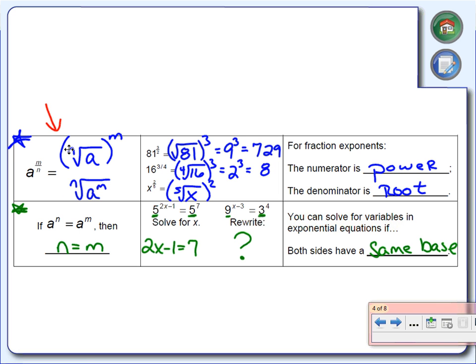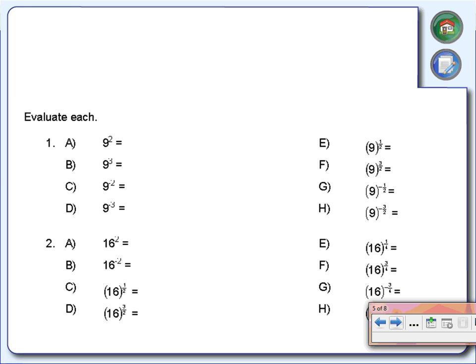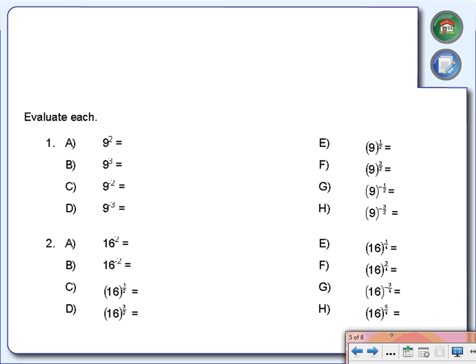Now let's take a look at one of the assignments, and that's this one right here. Make sure you have a calculator handy. I'm going to help you out with some of these, and I'm going to have you guys do some on your own as well. So here we go. The first one, number 1, you'll notice it's got several parts. We've got A through H.